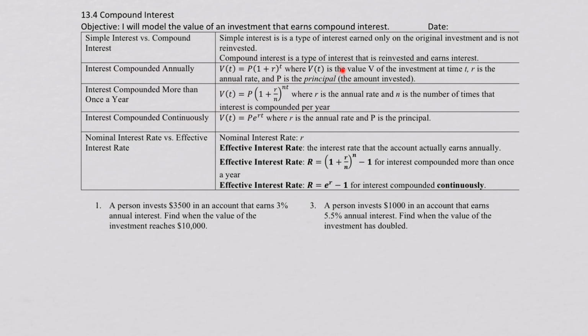V here will stand for the value of the investment that you make. P is the principal, or how much you deposited, how much you started with, the amount that was invested. And r is always the rate, the annual rate.